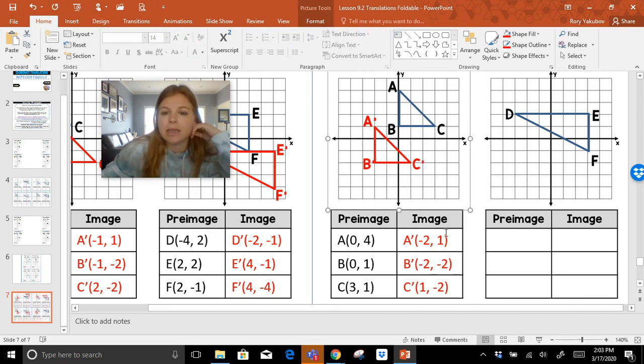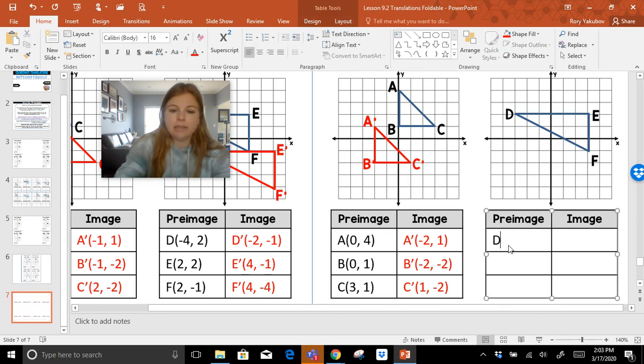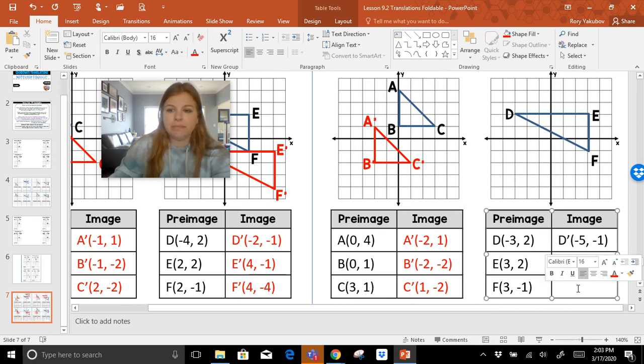Okay, awesome. Last one for us. D is at -3, 2. E is at 3, 2. And F is at 3, -1. We're subtracting 2, subtracting 3. So D prime, subtract 2, subtract 3. E prime, subtract 2, subtract 3. F prime, subtract 2, subtract 3.